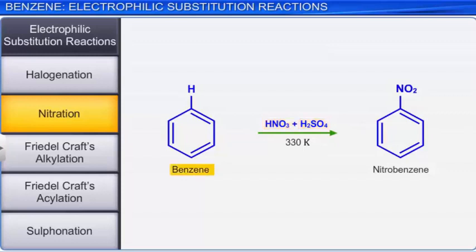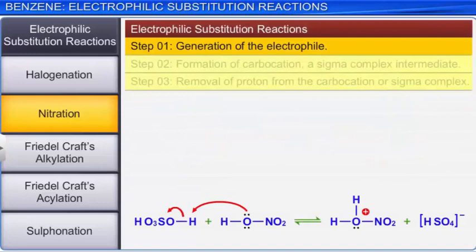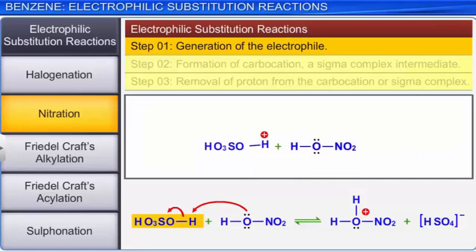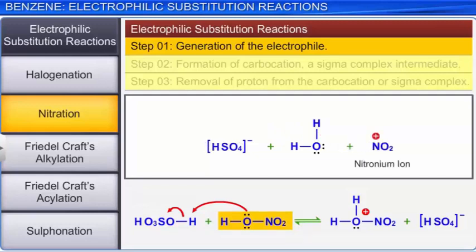Let's discuss the mechanism of this reaction. First, an electrophile, that is, the nitronium ion here, is generated when sulfuric acid transfers a proton to nitric acid, as shown in these reactions. The reaction between sulfuric acid and nitric acid is an acid-base reaction in which relatively stronger acid, sulfuric acid, acts as an acid, whereas nitric acid, which is relatively a weaker acid, acts as a base.